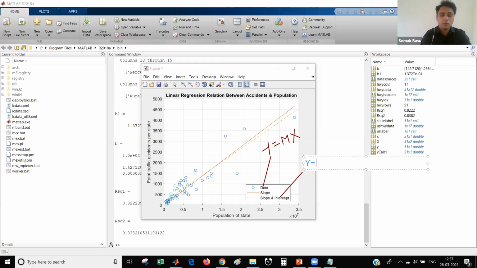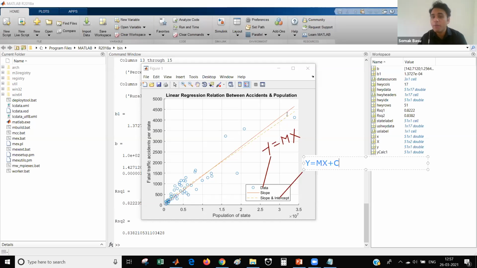y is equal to mx plus c. So this slope plus intercept means y is equal to mx plus c, and only slope means y is equal to mx. So you'll see that there are two lines over here. One is this line and one is this dashed line. This is the line for y is equal to mx plus c, and this is y is equal to mx. You can also say it as y is equal to theta 1 plus theta 2x, and this is only y is equal to theta 2x.